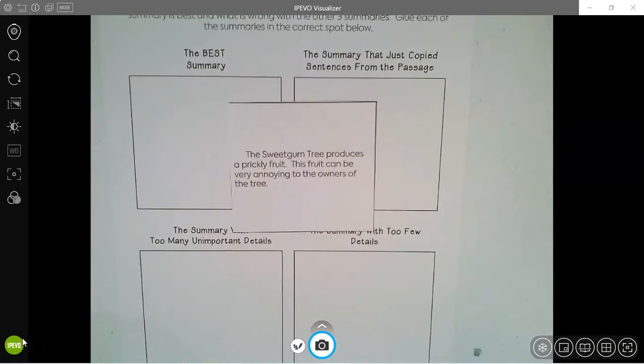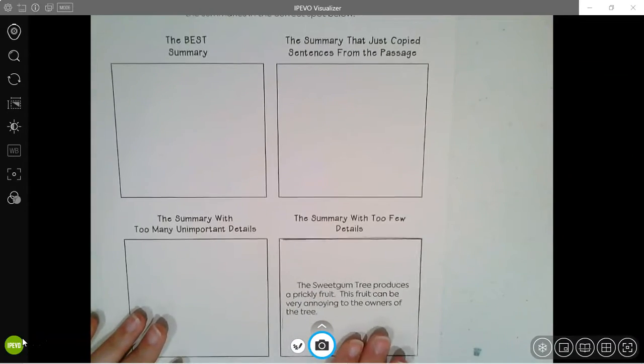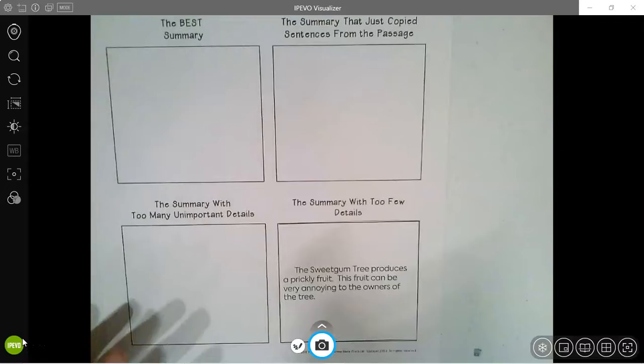The sweet gum tree produces a prickly fruit. This fruit can be very annoying to owners of the tree. That's it. I think this one is going to go here, the summary with too few details. Guys, there were so many other details that were important.